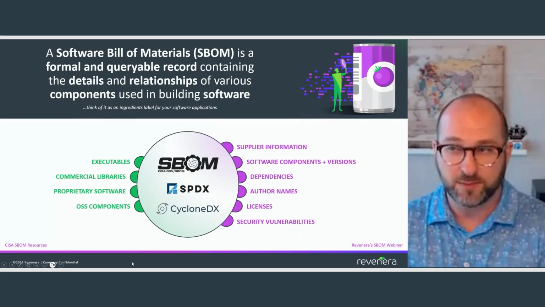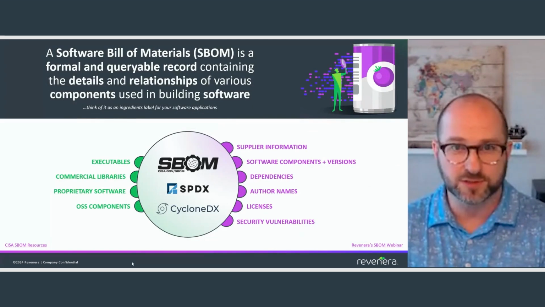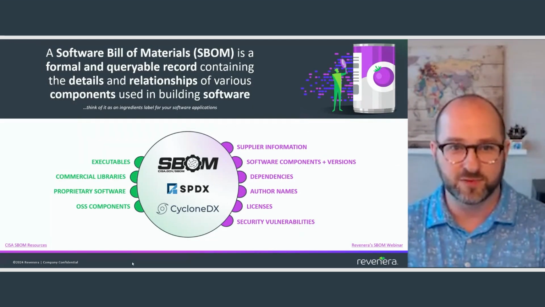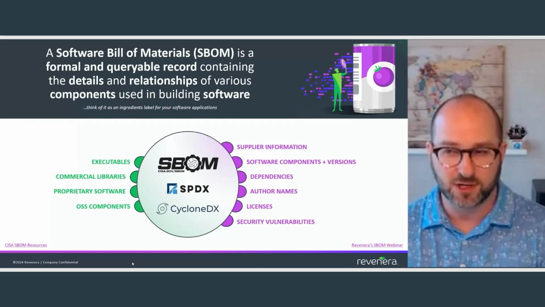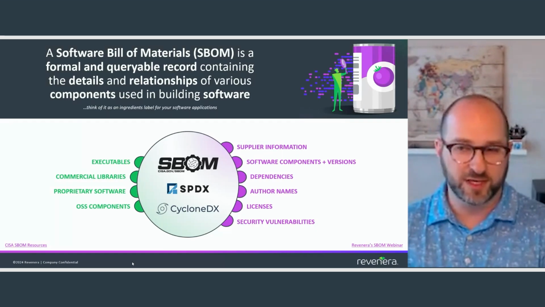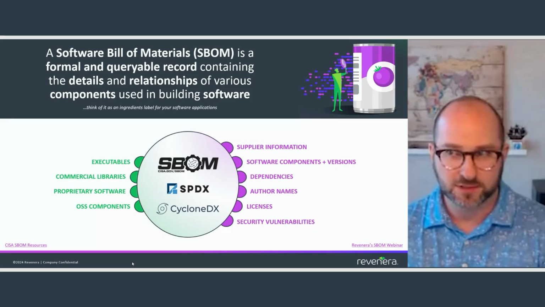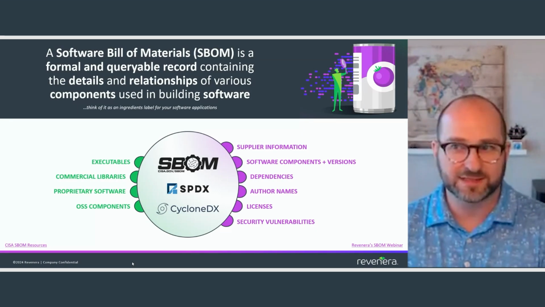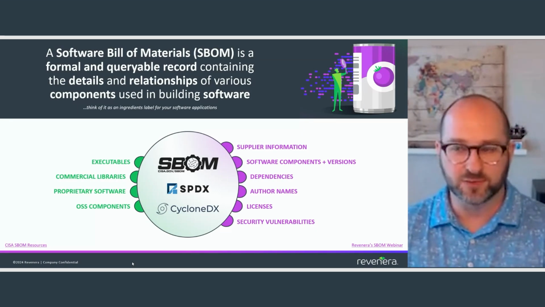So let's talk about a software bill of materials. This is going to be important because every piece of regulation ultimately touches on how do we provide more transparency to mitigate legal and security risk. A software bill of material, you could think of it as an ingredients label for your software applications.